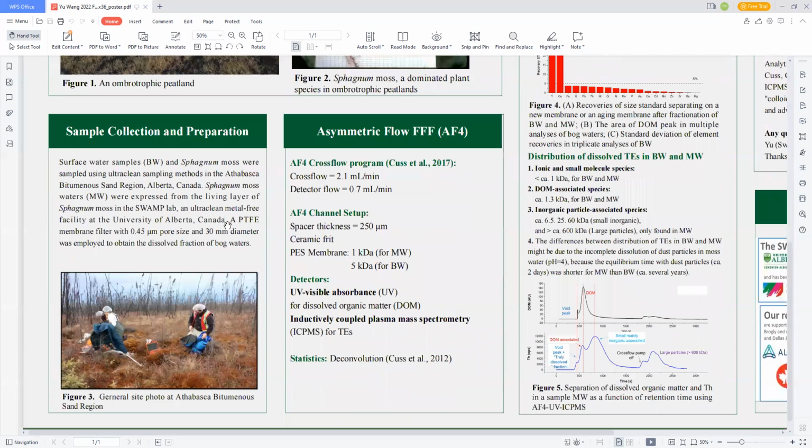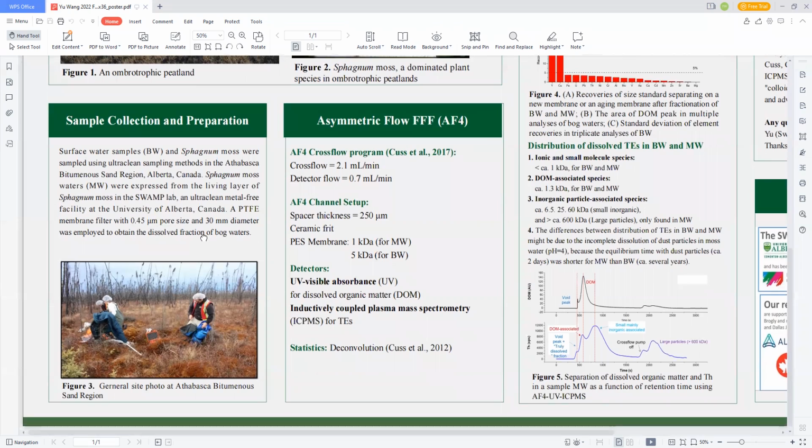We collected surface water samples and Sphagnum moss using an ultra-clean sampling method in the Athabasca bituminous sands region, Alberta, Canada. The Sphagnum moss water was squeezed from the living layer of Sphagnum moss in the field, and then processed in the ultra-clean metal-free facilities at the University of Alberta. A PTFE membrane filter with a 0.45 micron pore size and 30 millimeter diameter was employed to obtain the dissolved fraction of trace elements in those waters.